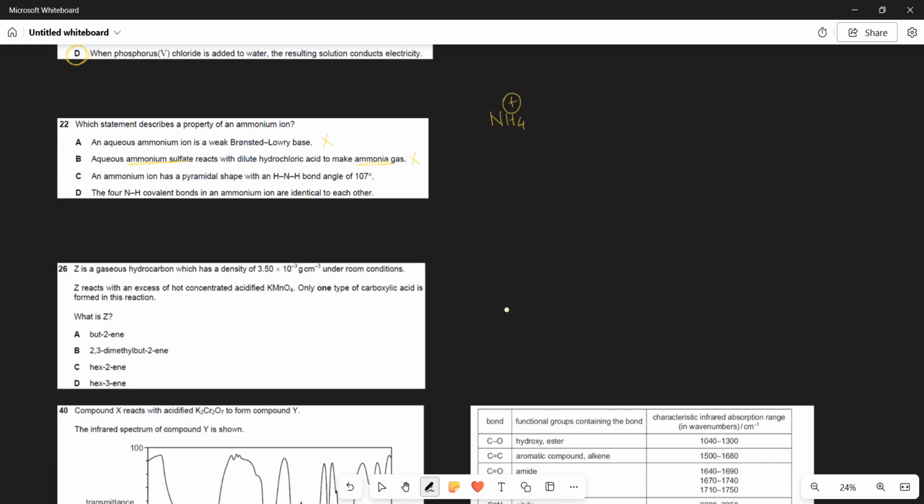Ammonium ion has a pyramidal shape. That is completely wrong. Ammonium ion has 4 bond pairs, so it should be tetrahedral. It's not pyramidal, so this is wrong. Then, the 4 N-H covalent bonds in ammonium ion are identical to each other. That is true. Choice D.